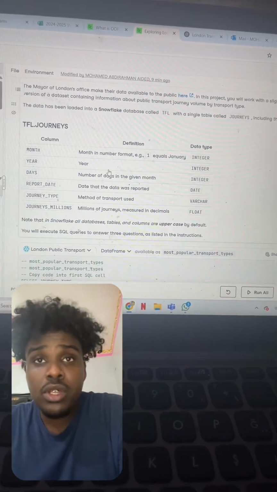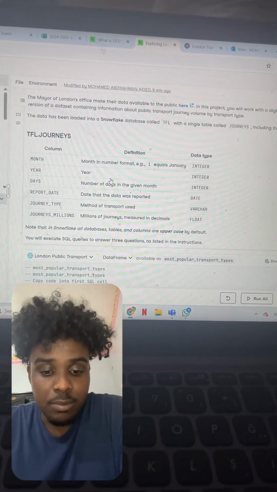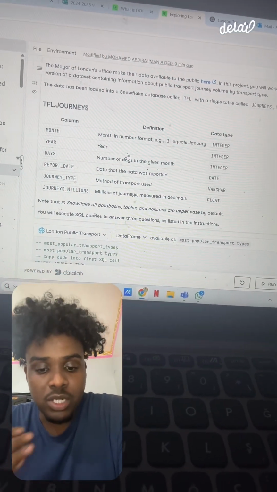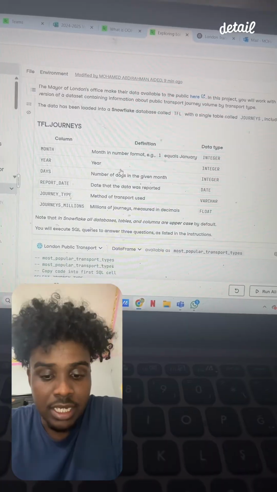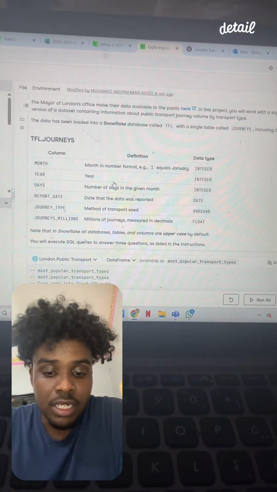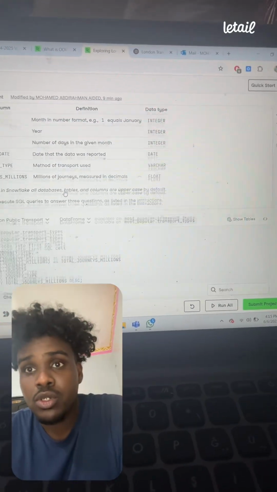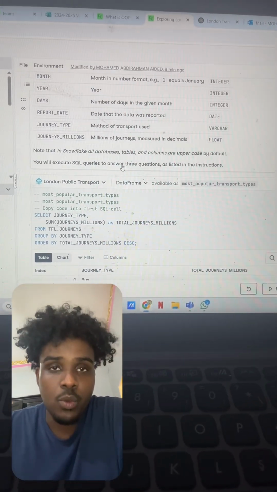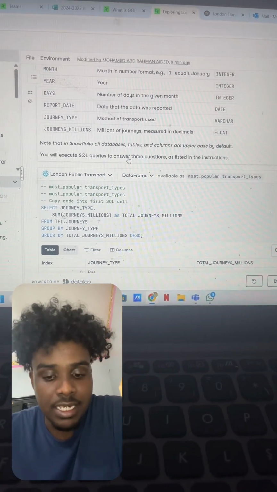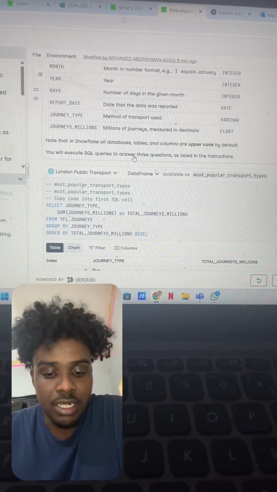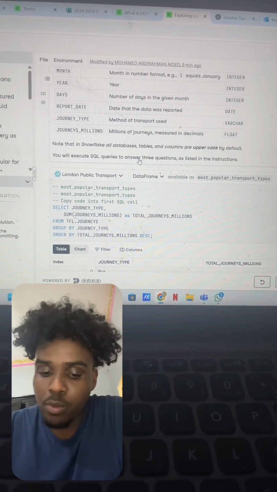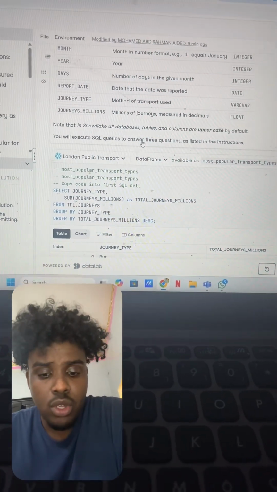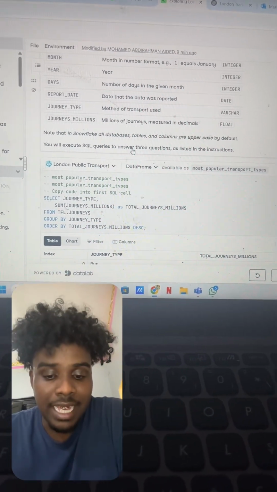The first query is on the most popular transport types of our project. The first question is which transport types are used the most overall. The SQL that I used is this. We select journey type with the sum of journey millions as total journeys in millions from TfL journeys, group by journey type, ordered by the total journeys. This groups the journeys by type and sorts them by total usage.